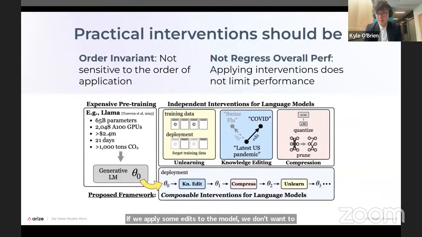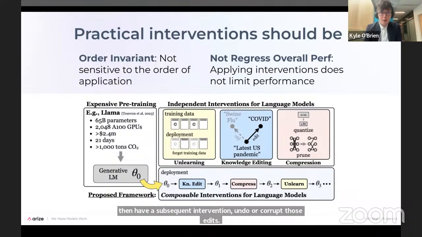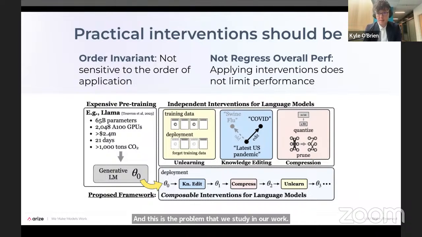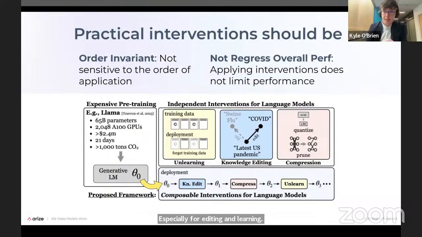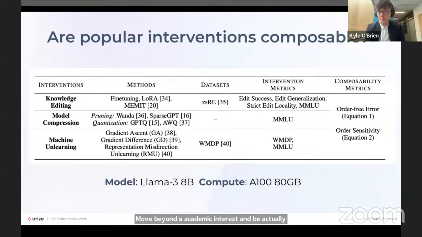And this is the problem that we study in our work, is for these popular interventions studied in the literature across model editing, unlearning, and compression, how composable are popular interventions? And that this is an important requirement for them to be, especially for editing and unlearning, move beyond an academic interest and be actually techniques that practitioners can apply. So I guess I began to touch on this in my previous slide. But this is the research question that we broadly study in our work.